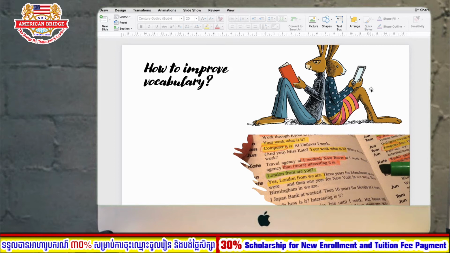If you think that learning vocabulary means to see the new word, people will buy a dictionary and learn from the dictionary. But it makes no sense because there is no context for you to remember.